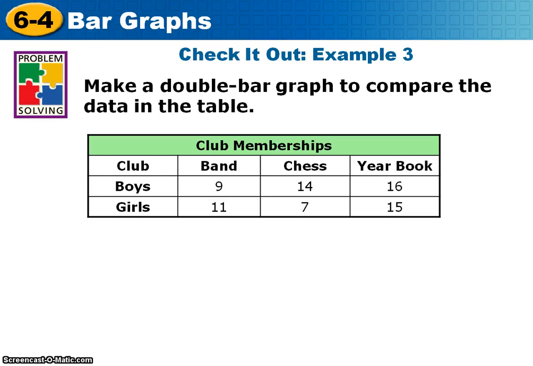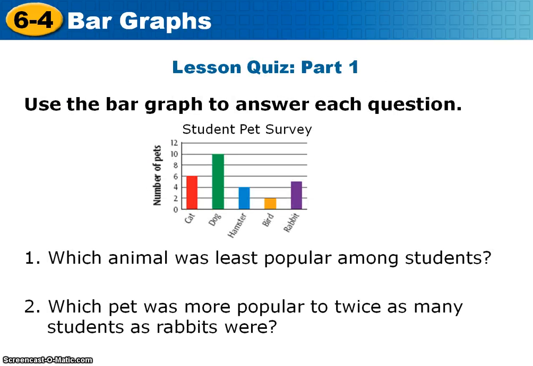Now here's your chance to make one. Okay. All right, let's do a quick quiz to see how you did. Use the bar graph to answer each question. Which animal was the least popular among students? You want to find the smallest bar, and that would be, you're right, bird.